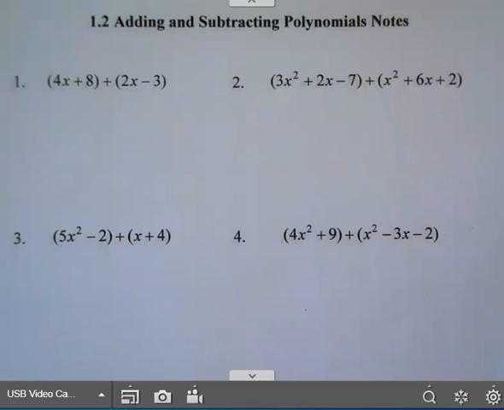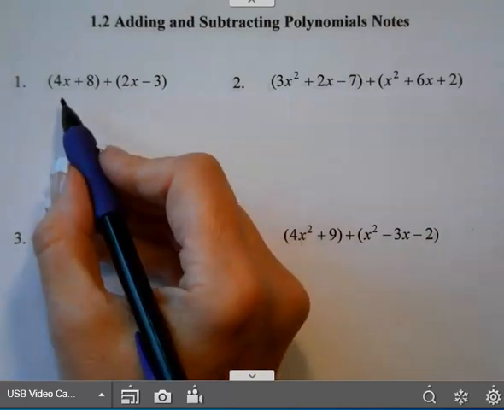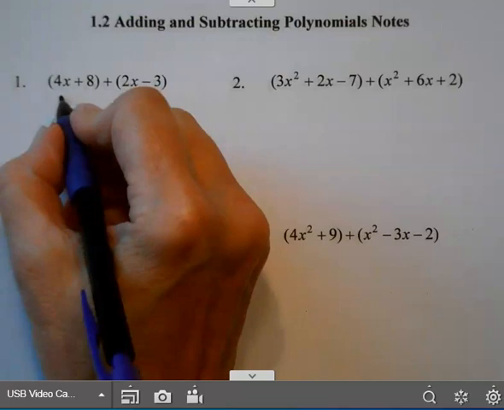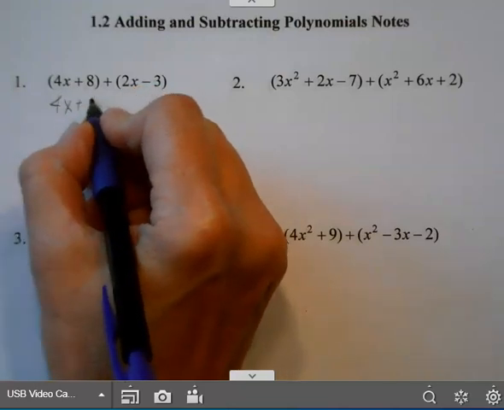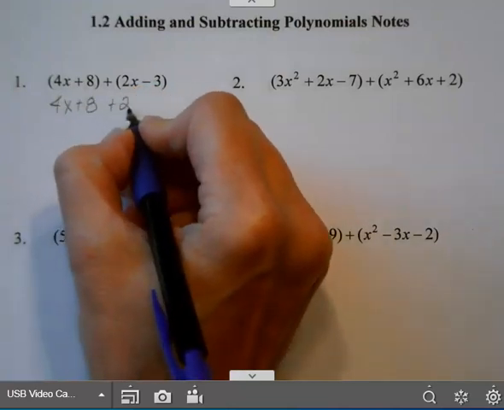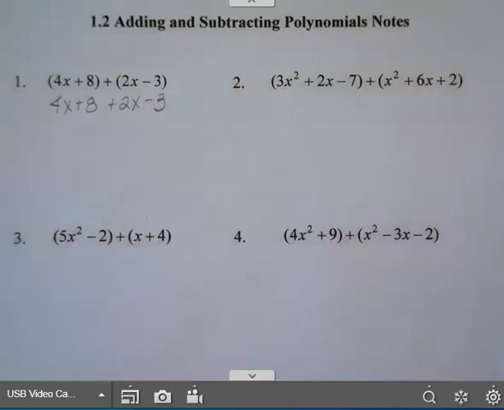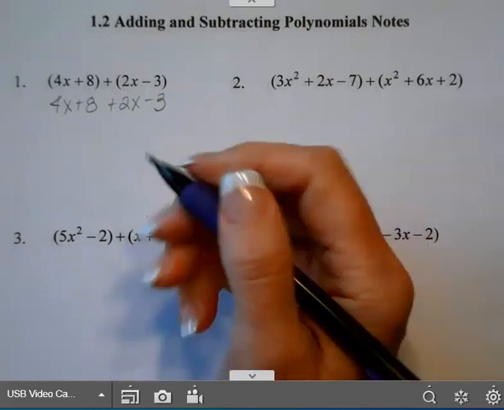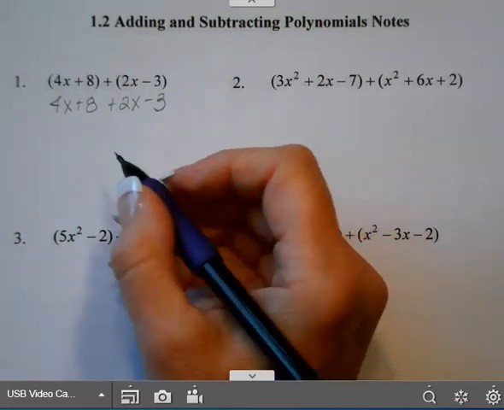This lesson we're going to add and subtract polynomials. When you have a plus, you can just drop the parentheses. And then you'll want to collect your like terms. Like terms will have the same variables and the matching exponents on those variables.